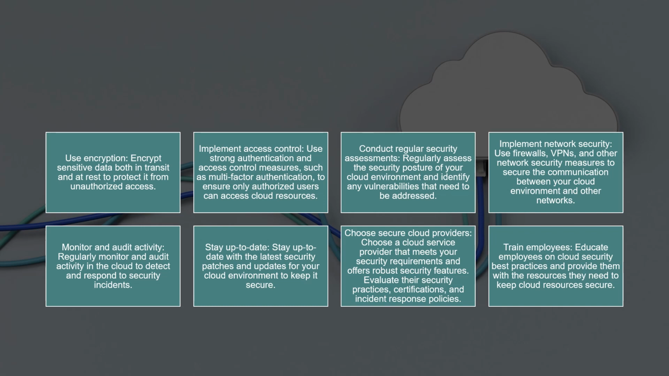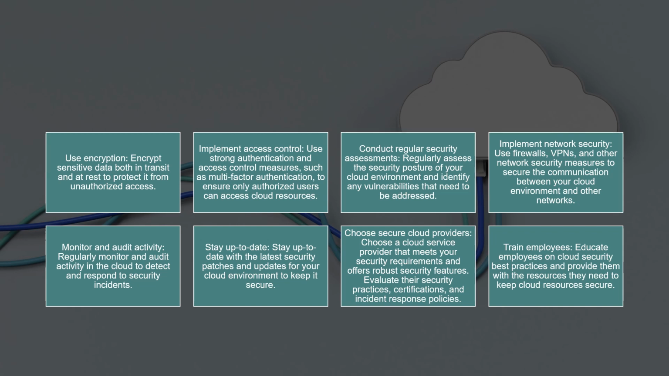Cloud security best practices are guidelines and procedures that organizations can follow to protect their data and applications in the cloud. Here are some of the key cloud security best practices. Use encryption. Encrypt sensitive data both in transit and at rest to protect it from unauthorized access. Implement access control. Use strong authentication and access control measures, such as multi-factor authentication, to ensure only authorized users can access cloud resources.